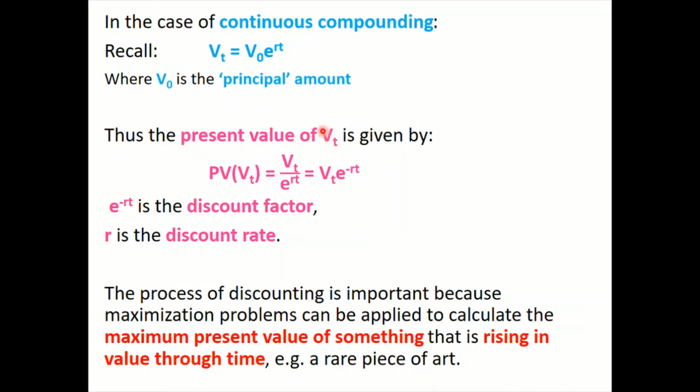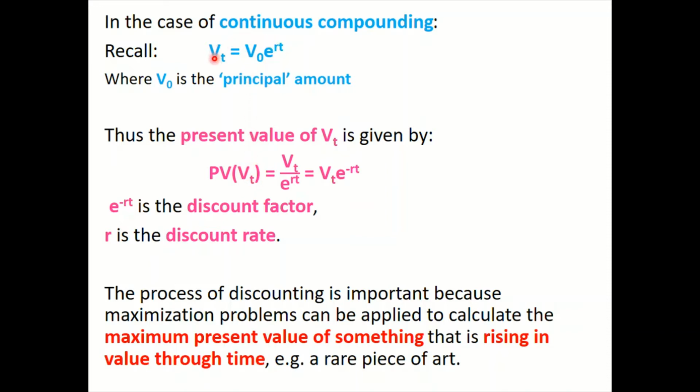If we know what the value of our investment is after t years, and we want to discount it, in other words, we want to work out the present value of that amount, we want to work out the present value of Vt, which is our amount in the future.